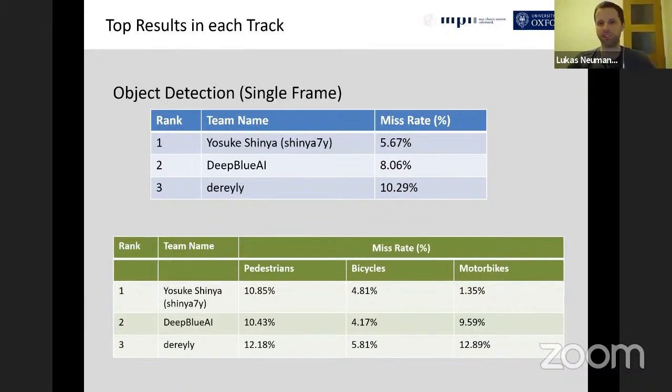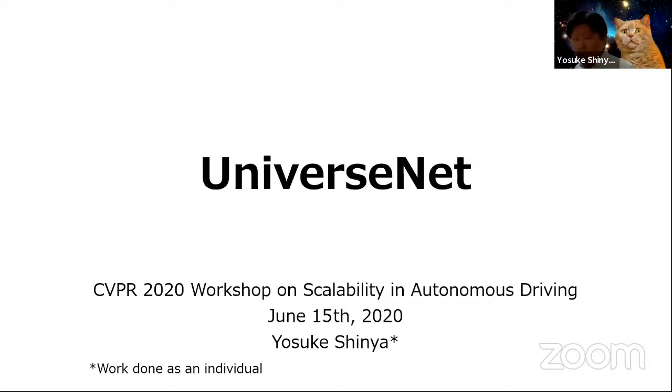Okay, so this is everything from the introduction. And now I would like to ask Yosuke Shinya, the winner of the third track of the general object detection, to present his method. Hello everyone, I'm Yosuke Shinya. Today, I'd like to talk about UniverseNet, the first method of the NightOwls All Objects track. This work is done as an individual.